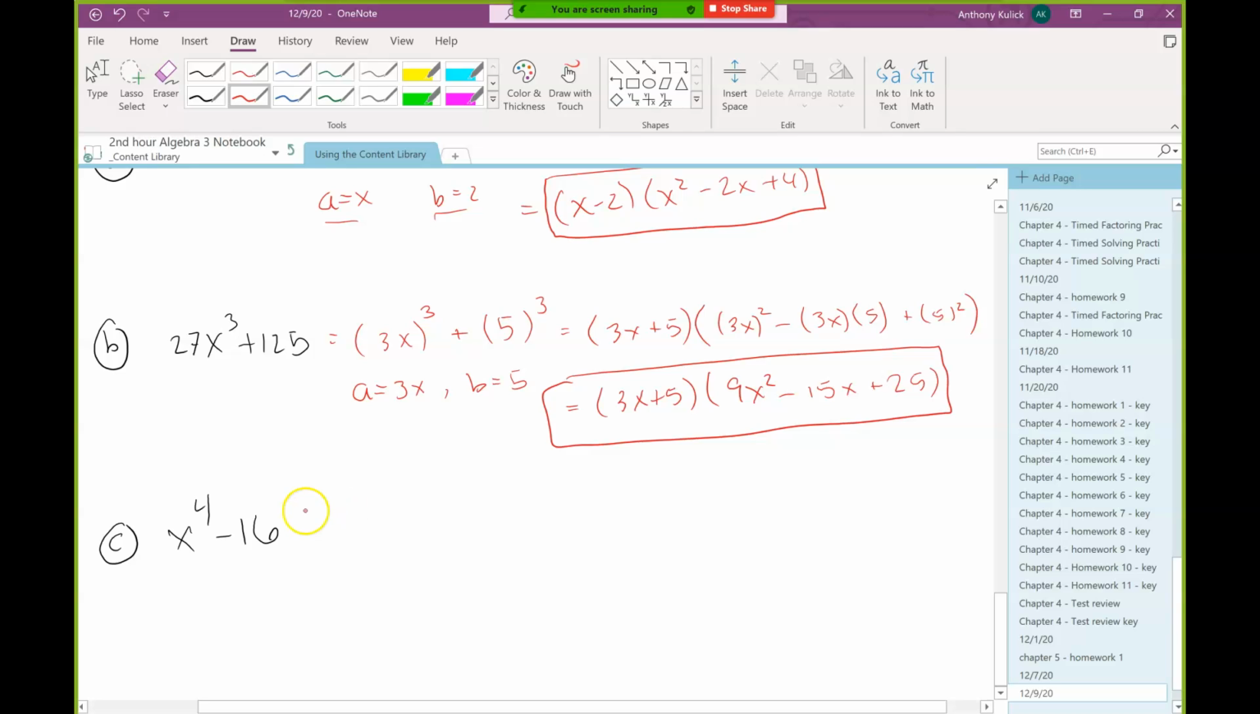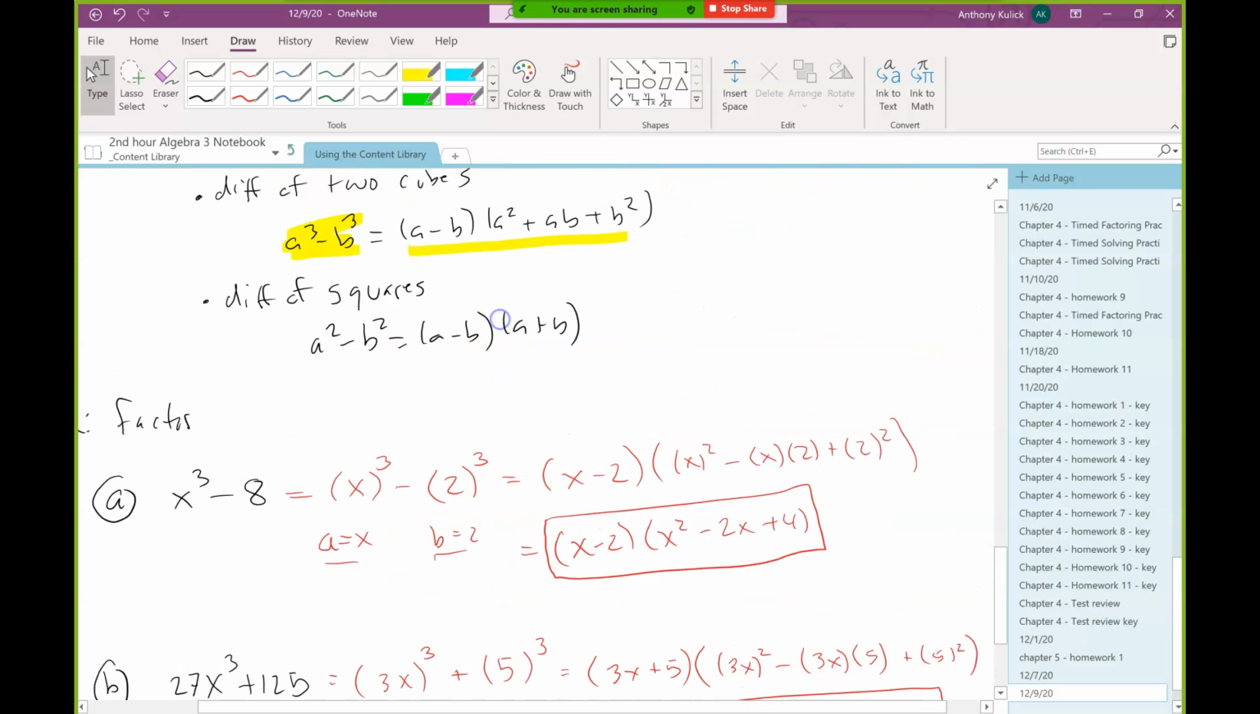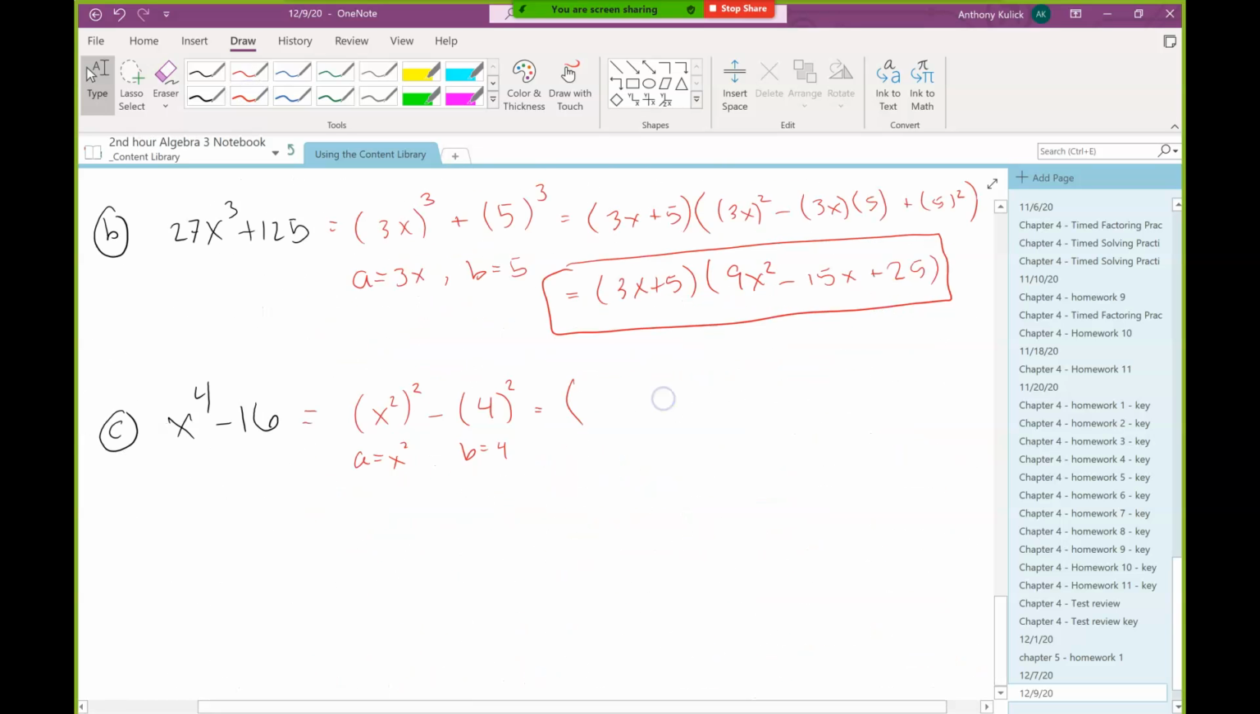So maybe I can write this as a difference of two squares. So x to the fourth I know is the same thing as x squared squared, and 16 is 4 squared. So my a is x squared, and my b is 4. So when I go back and look at my difference of two squares formula, I'll just plug in my values for a and b. So I'm going to have a minus b and a plus b.